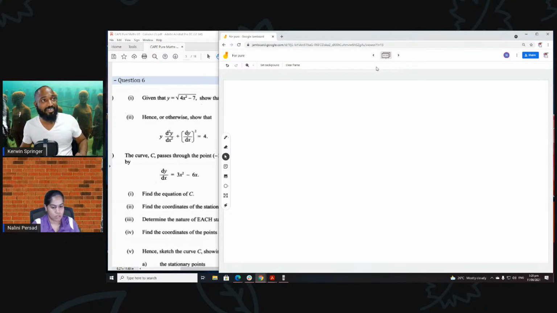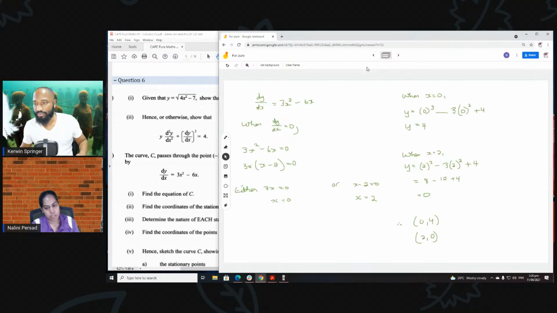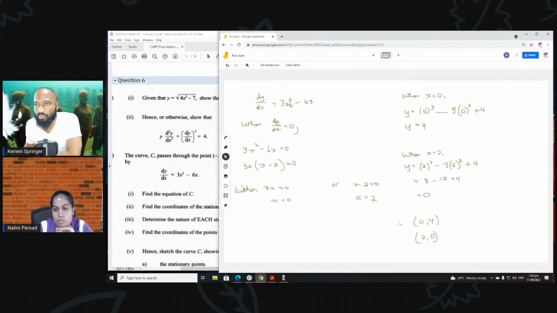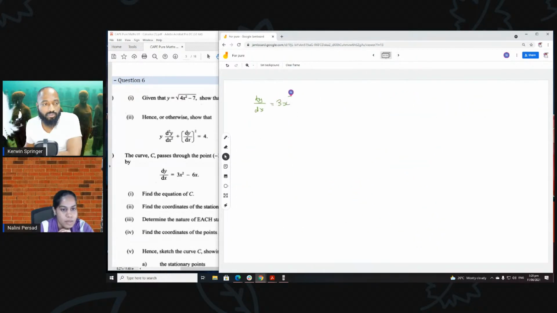Yeah, Nalini? So to find the nature of stationary points, we need to differentiate again. So we have that dy/dx is equal to 3x squared minus 6x, and we're going to differentiate again. So that's d2y/dx squared is equal to 6x minus 6.